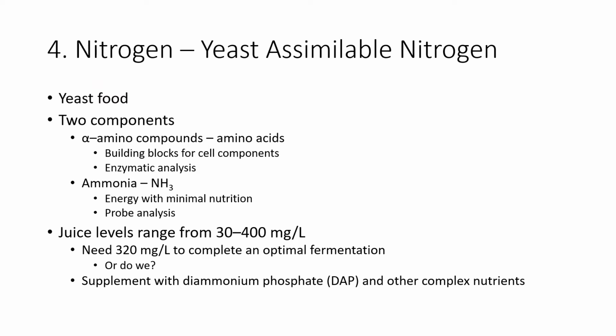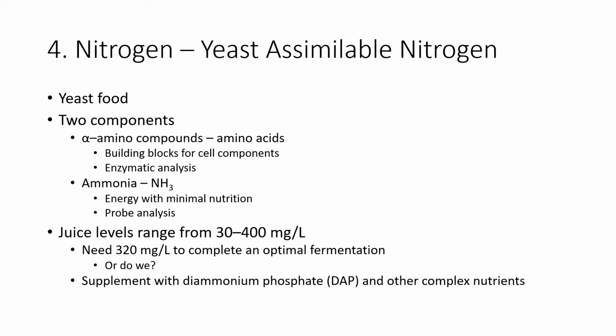Moving on to nitrogen, and specifically yeast assimilable nitrogen. So this is our yeast food, and we have two components of nitrogen that we look at in our juices, and that is alpha amino compounds or amino acids and ammonia. So these amino acids are the building blocks of cell components, and they're very important because this is where actual nutrition in the yeast comes from. So we measure this via enzymatic analysis, and for ammonia, you can measure that with a probe.